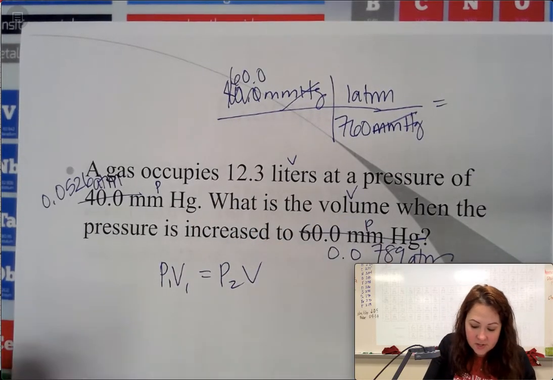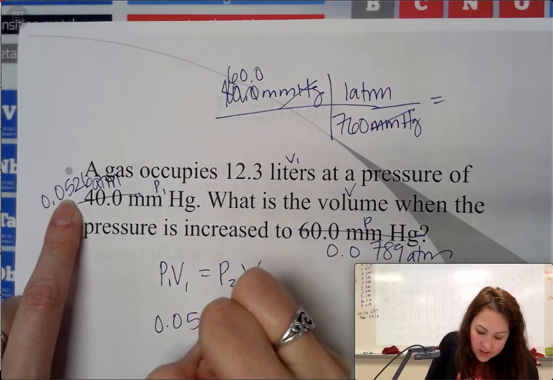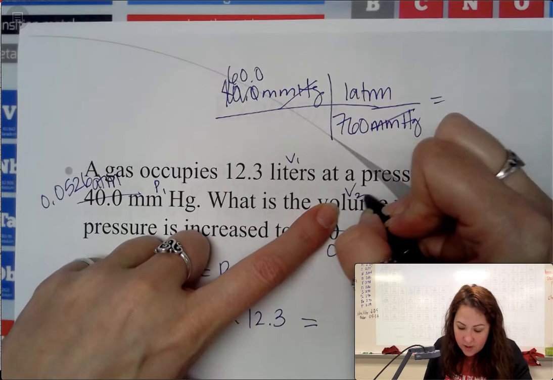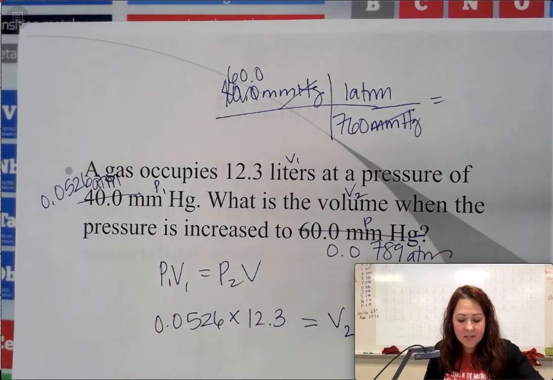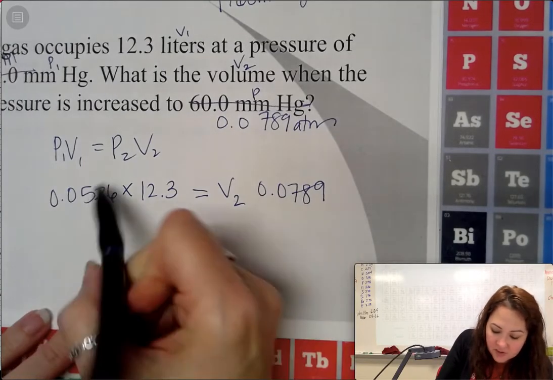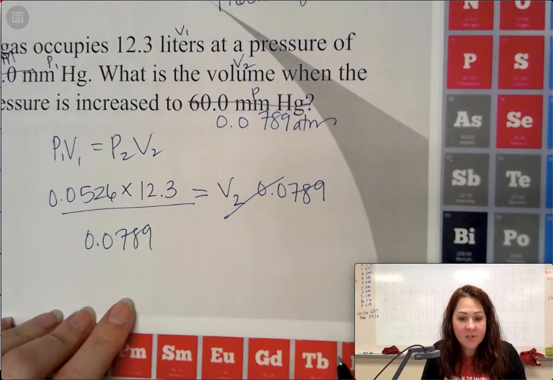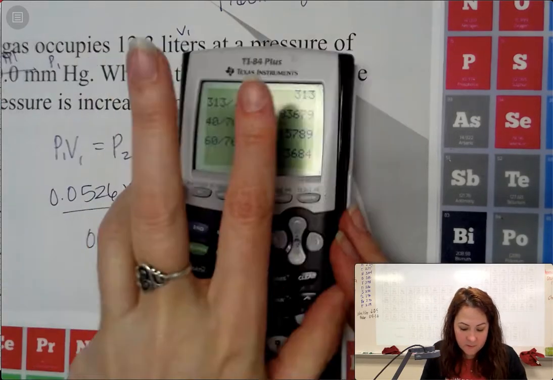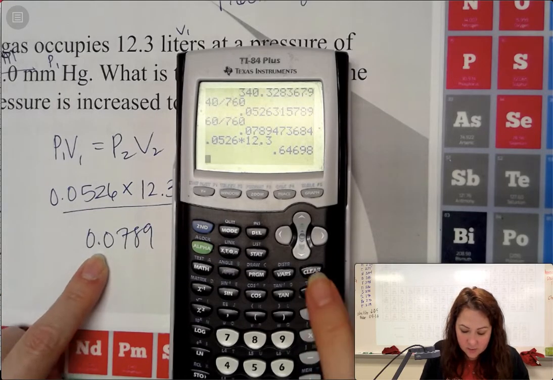So my ones are attached together first. So P1, 0.0526 times V1, 12.3, is equal to V2, I don't know that one, times P2, 0.0789. To get the volume all by itself, we're going to divide both sides by 0.0789. So now I just need to get my calculator and multiply these two divided by 0.0789. 0.0526 times 12.3 divided by 0.0789.